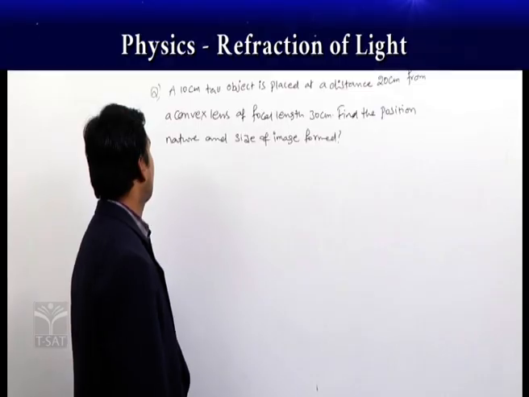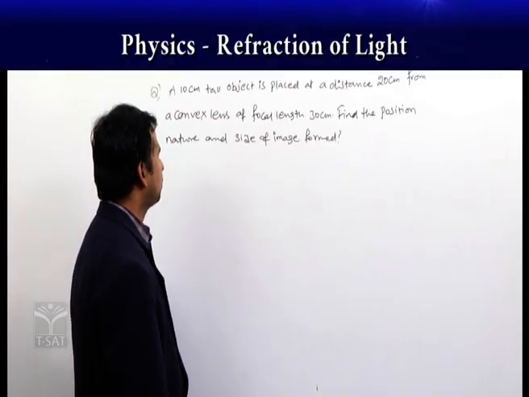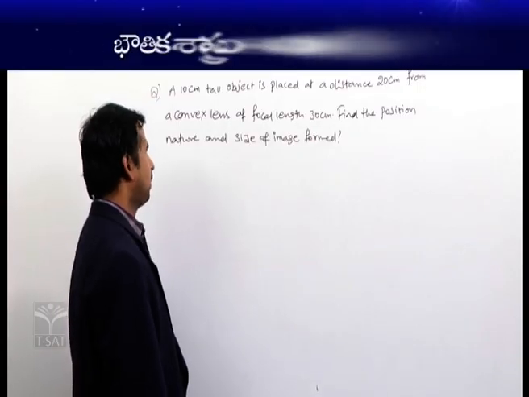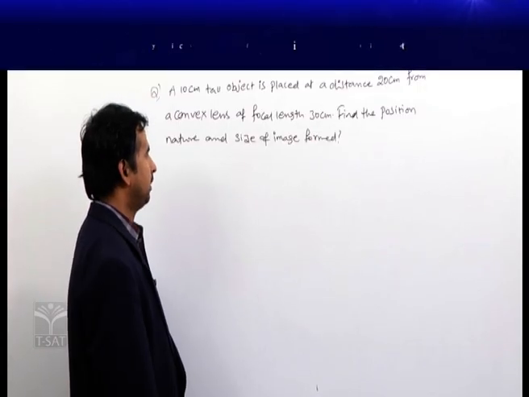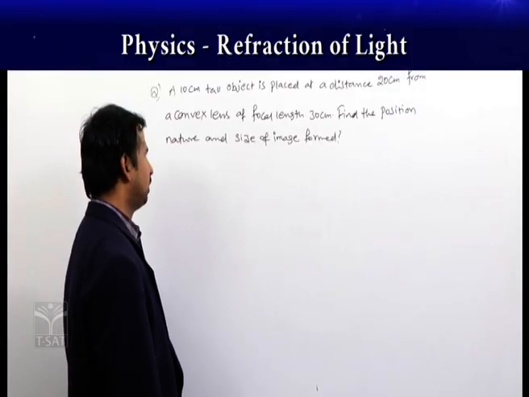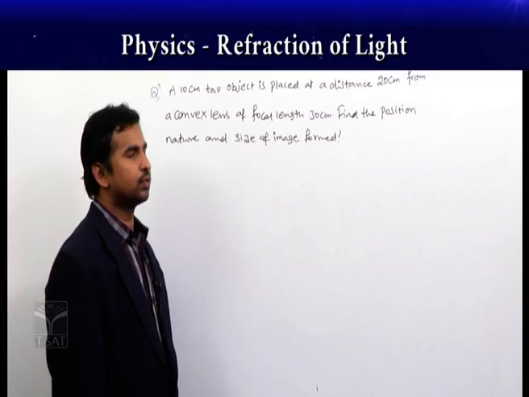Now, given one more problem here: a 10 centimeter tall object is placed at a distance of 20 centimeters from a convex lens of focal length 30 centimeters. Here we have to find the position, nature and size of the image formed.